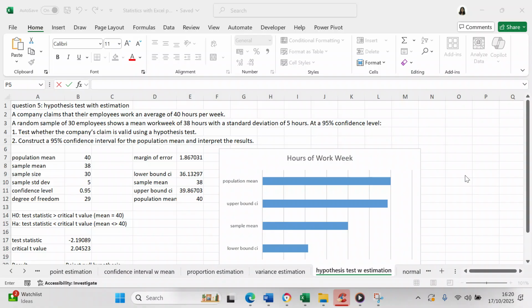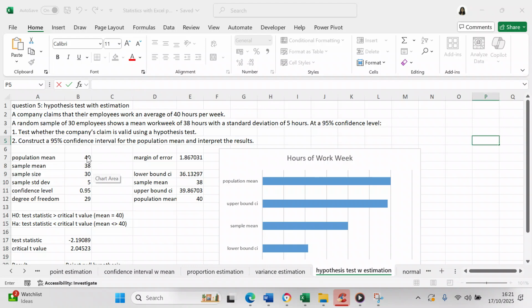1. Test whether the company's claim is valid using a hypothesis test. And 2. Construct a 95% confidence interval for the population mean and interpret the results. Well, number 1, you don't need to perform a hypothesis test on this if the 38 hours is going to be less than 40 hours. But for the sake of this exercise, we're going to go ahead and do the hypothesis test on it.